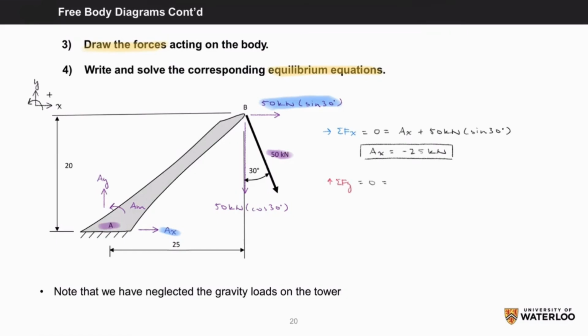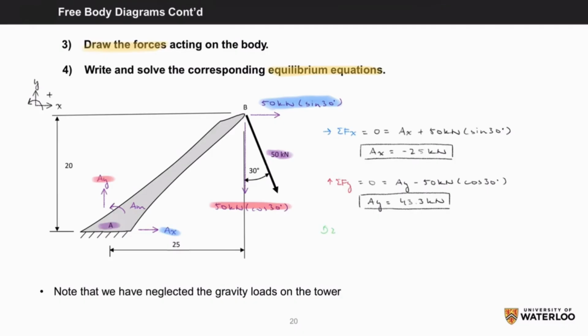The sum of Fy equals 0 accounts for Ay and the Y component of the 50 kilonewton force at B. Our equation will then be 0 equals Ay minus 50 kilonewtons times cosine of 30 degrees. This gives us a force of 43.3 kilonewtons for Ay.